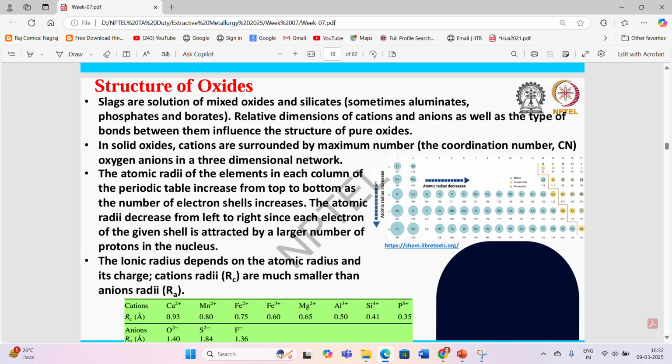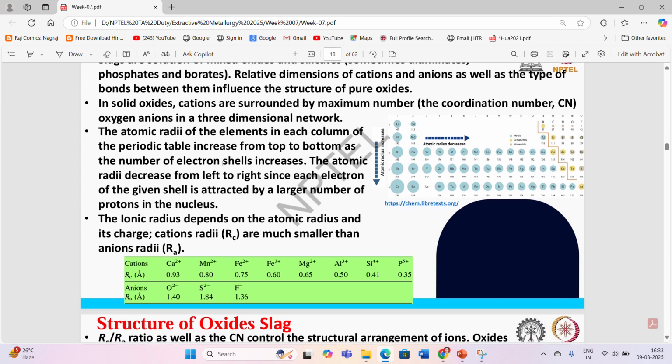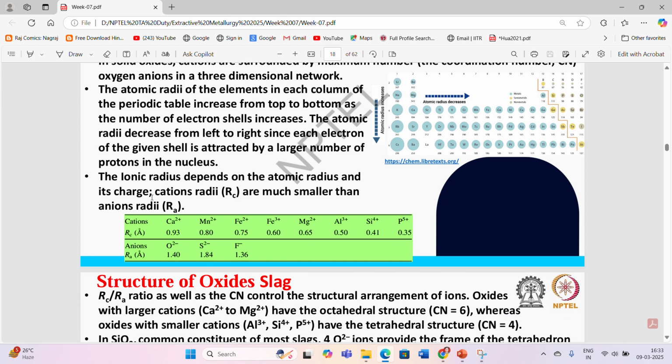So in solid oxide, cations are surrounded by the maximum number, the coordination number, of oxygen anions in a three-dimensional network. The atomic radii of the elements in each column of the periodic table increase from top to bottom, which we already know, as the number of electron shells increases. The atomic radii decrease from left to right since each electron of the given shell is attracted by a larger number of protons in the nucleus.